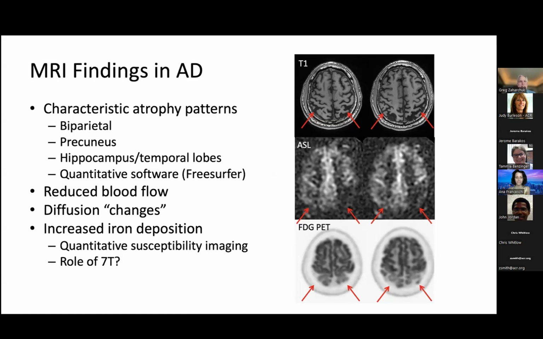Other MRI findings in AD are reduced blood flow, which makes sense. As you have atrophy, you expect less metabolism and less flow. And similarly, with FDG PET, which isn't used too much anymore, at least at our institution, but actually is quite good at assessing the metabolic changes in AD.